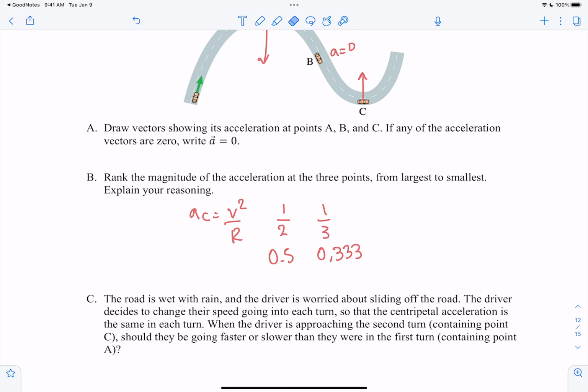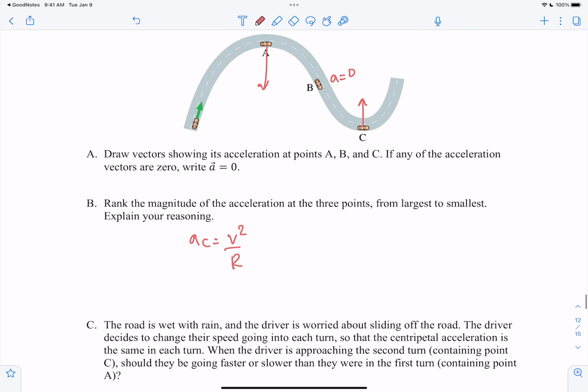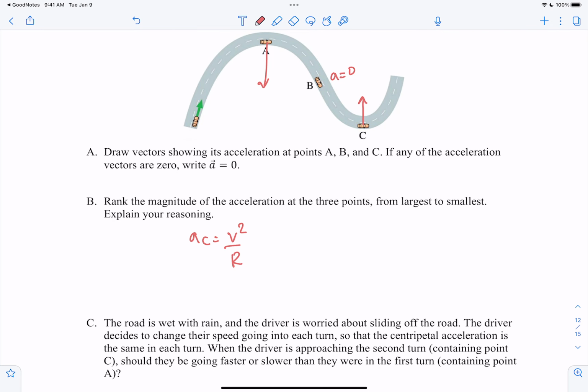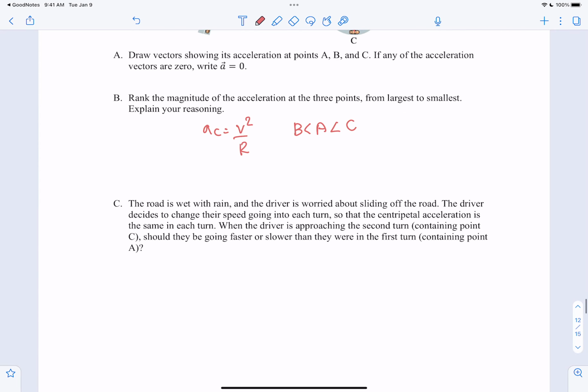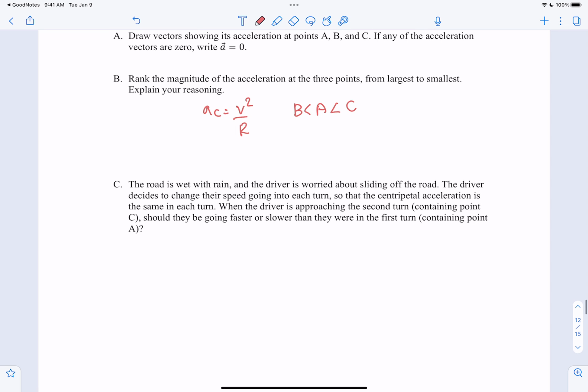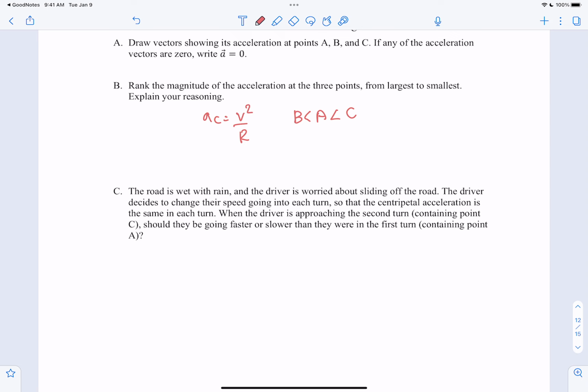So since the radius of curvature is bigger for A, it means a smaller centripetal acceleration. That means B is the least, because B doesn't even have an acceleration, then A, then C, because C has that smaller radius, and that means it has a larger acceleration. Does that make sense for part B? Cool.